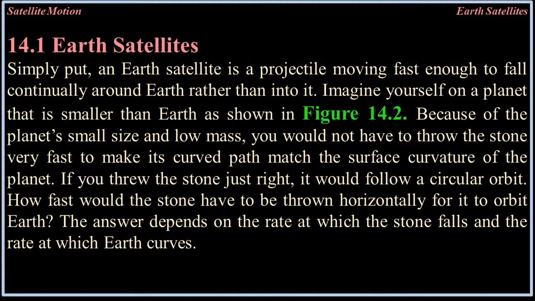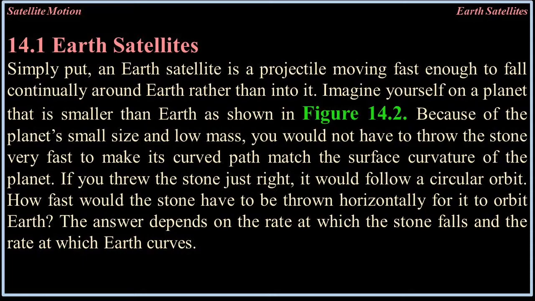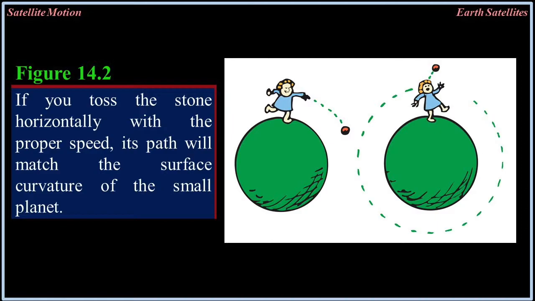14.1 Earth satellites. Simply put, an Earth satellite is a projectile moving fast enough to fall continuously around Earth rather than into it. Imagine yourself on a planet that is smaller than Earth, as shown in Figure 14.2. Because of the planet's small size and low mass, you would not have to throw the stone very fast to make its curved path match the surface curvature of the planet. If you threw the stone just right, it would follow a curved orbit.